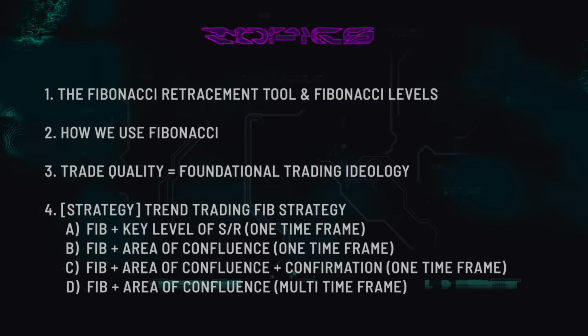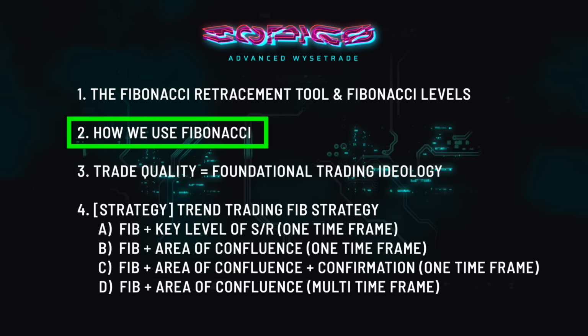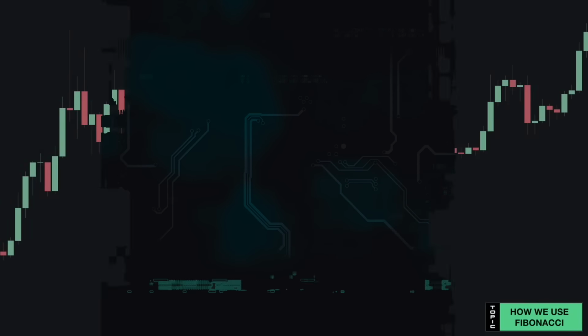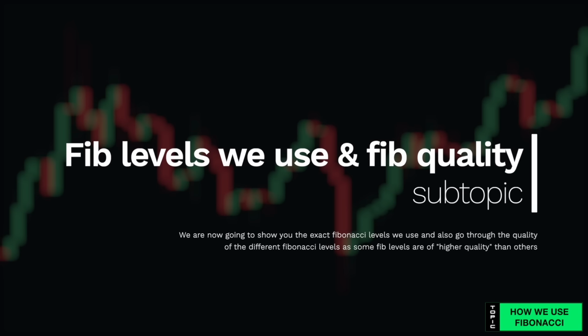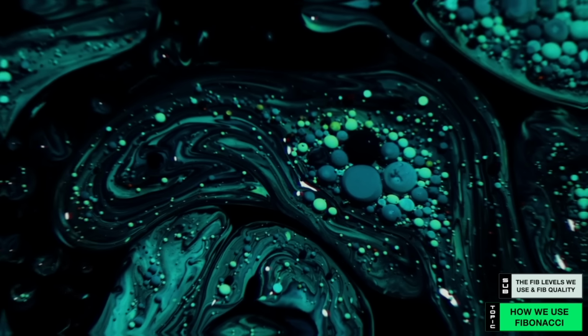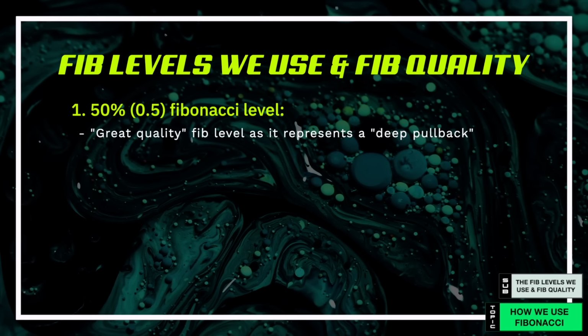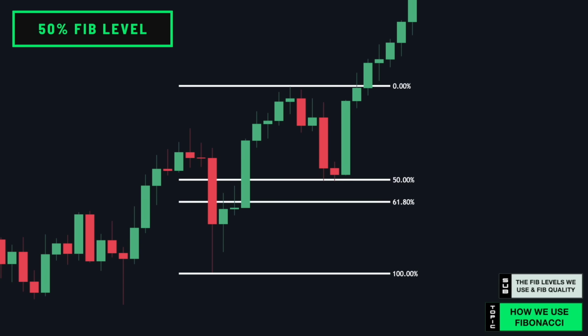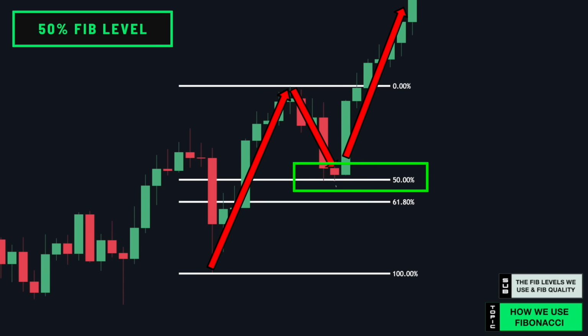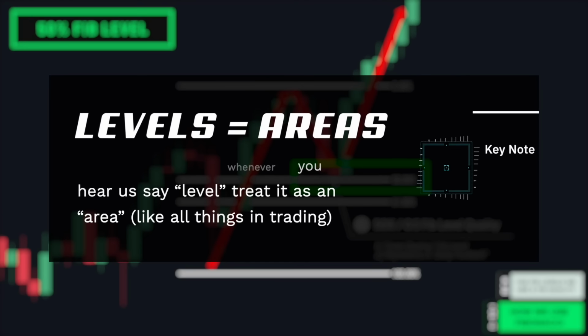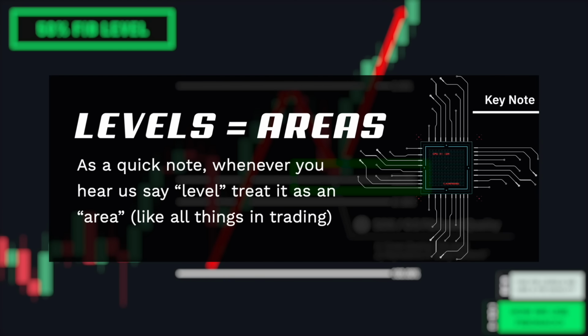So, how do we use Fibonacci as part of our trading? First, let's go through the exact fib levels we use and the quality of the different Fibonacci levels. First, the 50% or 0.5 fib level. This is a great quality fib level as it represents a deep pullback during a moving trend. As a quick note, even though we say level, you should treat it as an area, like all things.